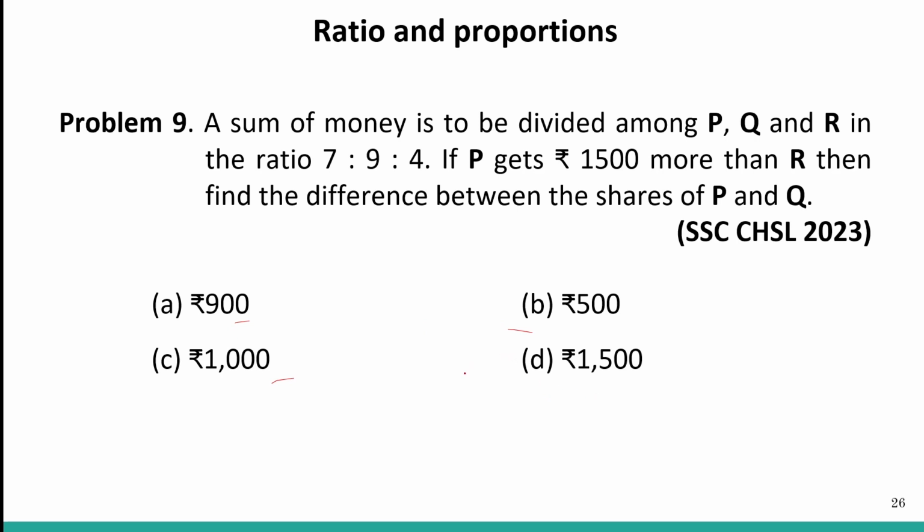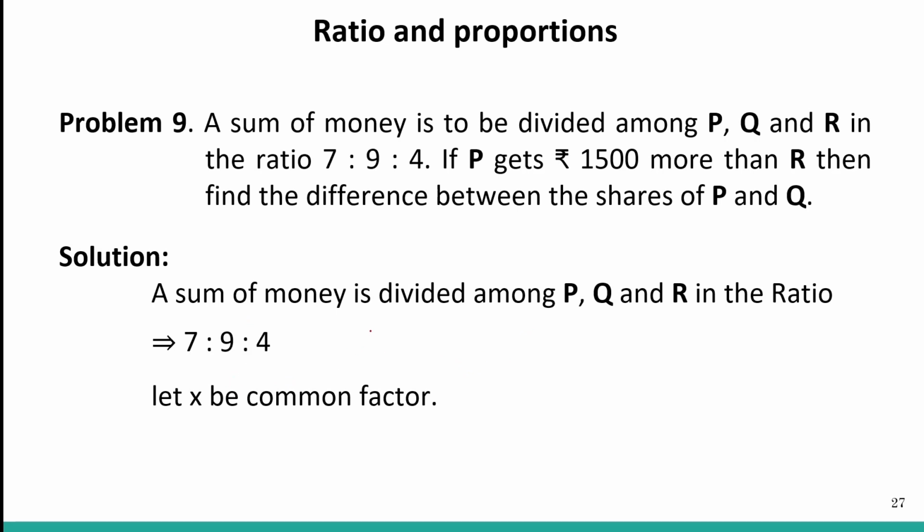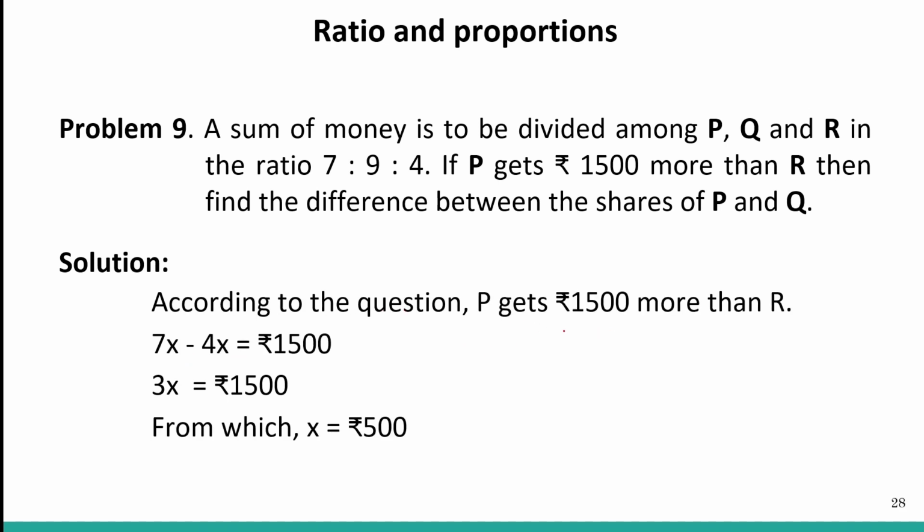Let's see. This question has been asked in SSC CHSL 2023. So the sum of money is divided among P, Q and R in the ratio 7, 9, 4. So if x is the common factor, 7x plus 9x plus 4x. According to the question, P gets 1500 more than R. So 7x minus 4x is equal to 1500. So 3x is equal to 1500. So from which x is equal to 500, right?